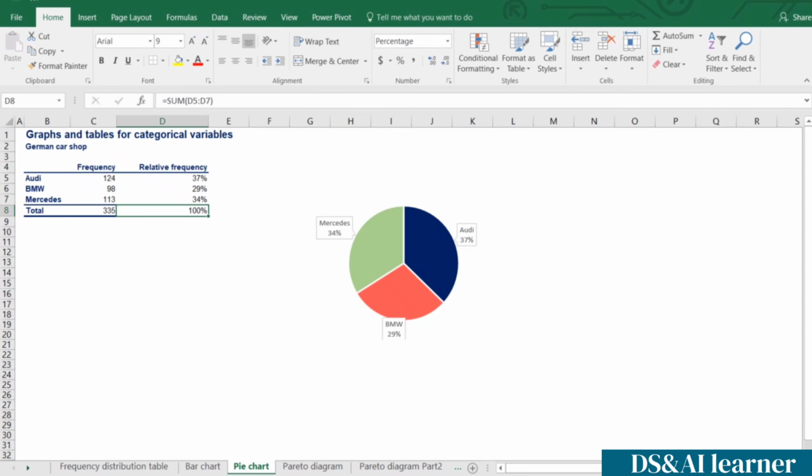Imagine that the data in our table is representing the sales of Audi, BMW, and Mercedes in a single German city, say Bonn. The chart will show us the market share that each of these brands has.